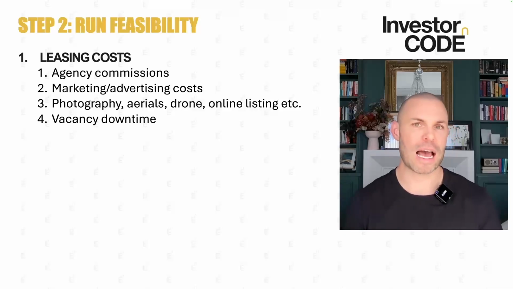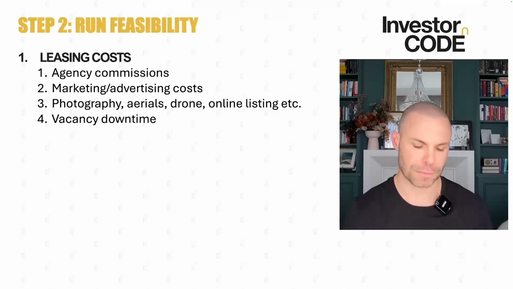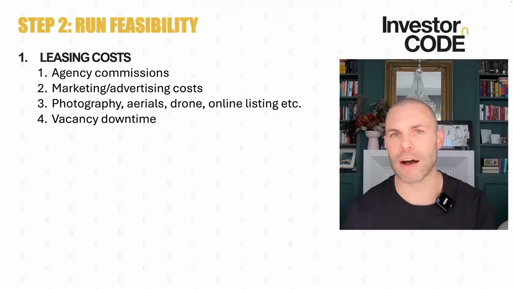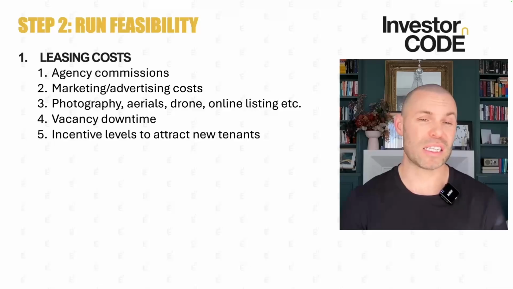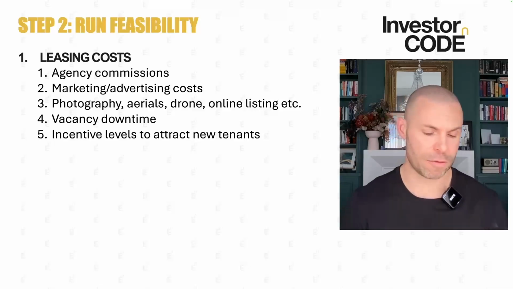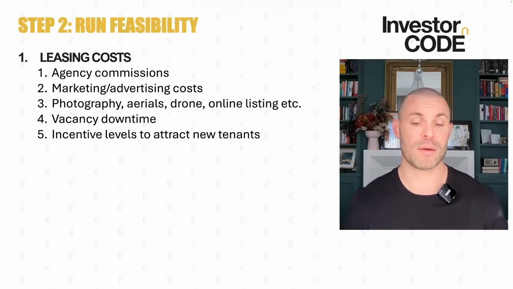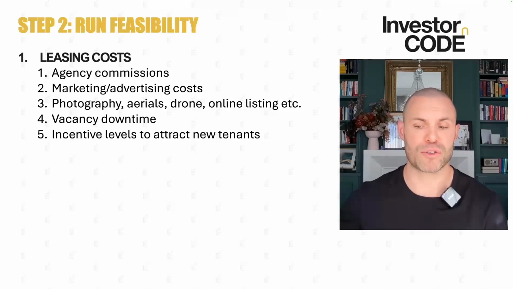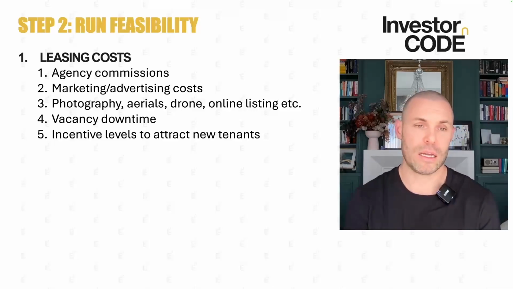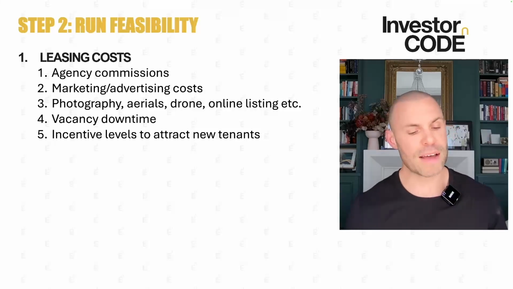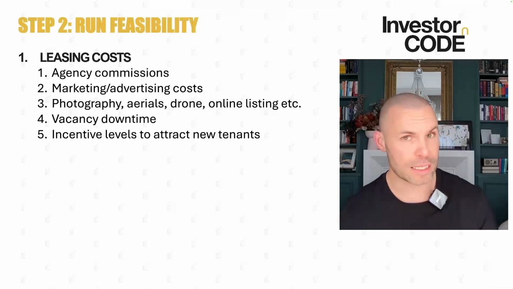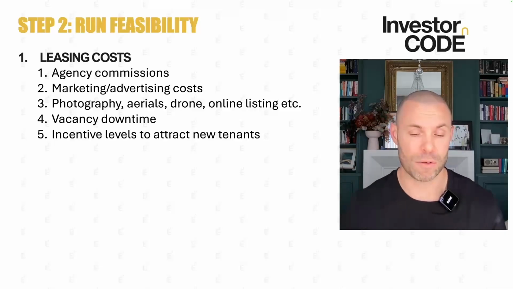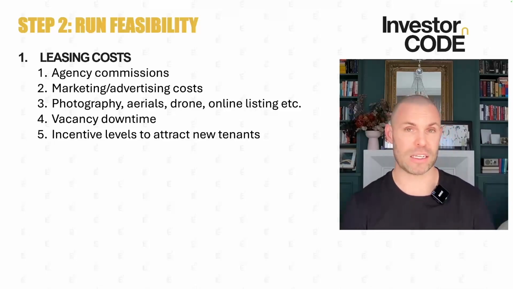And for particular asset classes, you'll have different assumptions in there. But it's important that you do cover that assumption in your vacancy downtime. Then there might be incentive levels to attract a new tenant. So you might need to offer a 10, 15, 20, 25, sometimes a 50% incentive to attract a new tenant to the building if you have a vacancy. Now, if you don't have a vacancy, you might still need to offer an incentive to maintain the current tenure or extend the current tenure of the tenant in place. So again, you really want to make sure you cover that off in your feasibility as well.